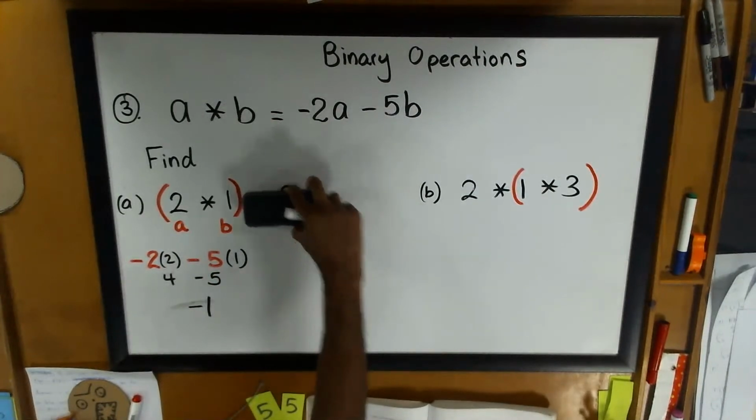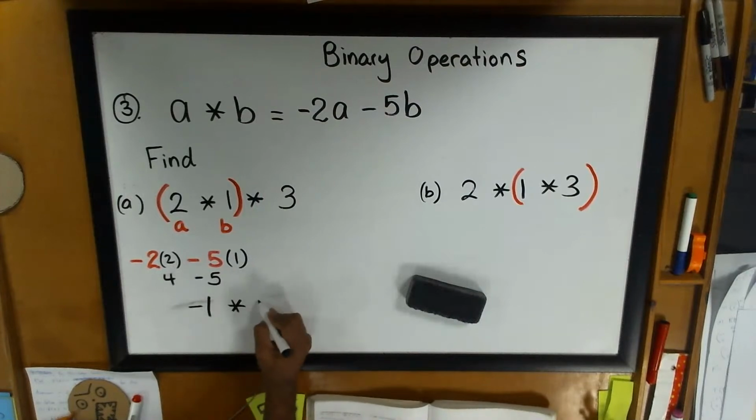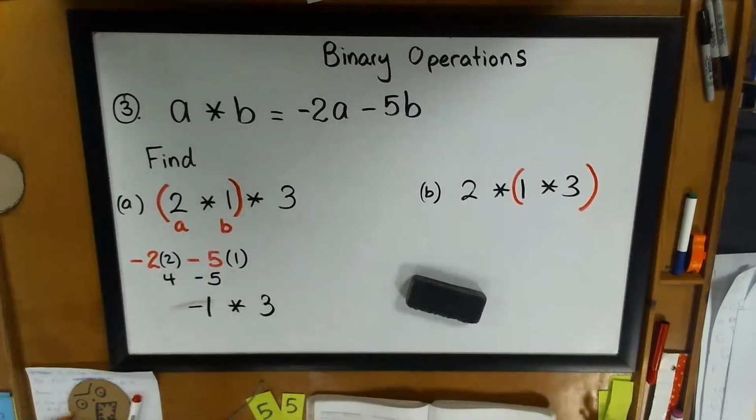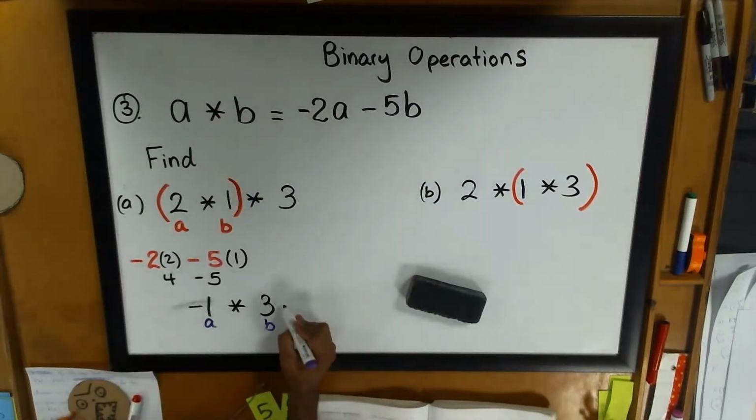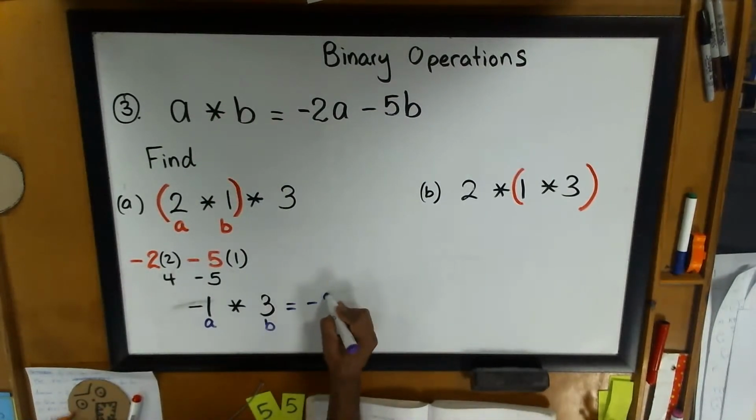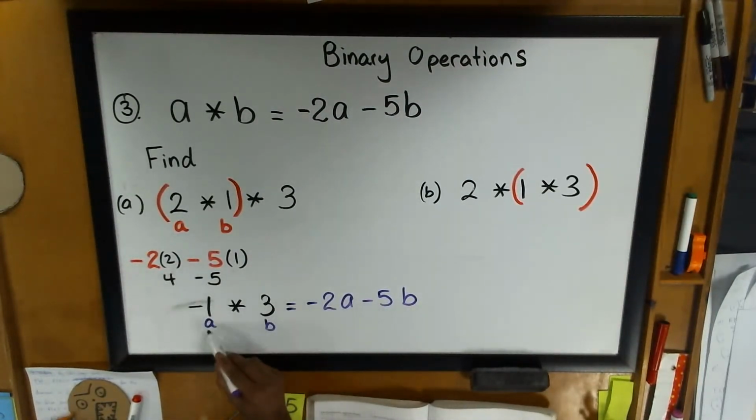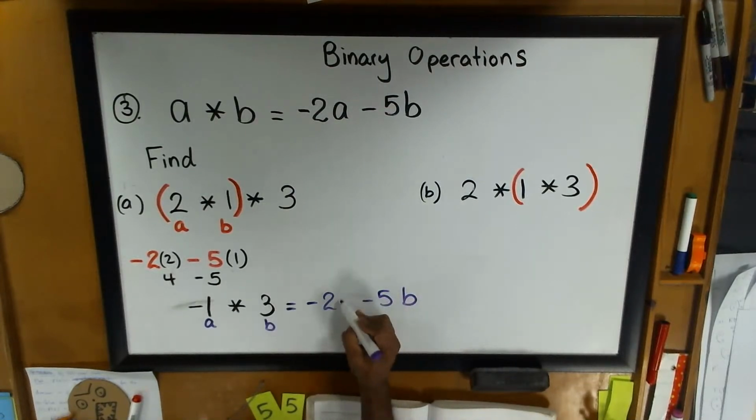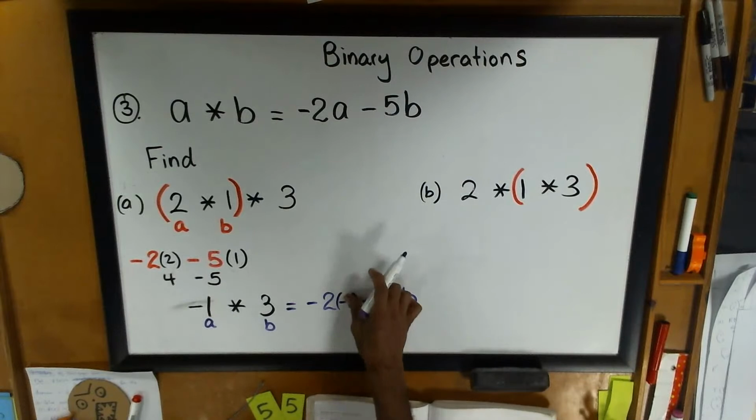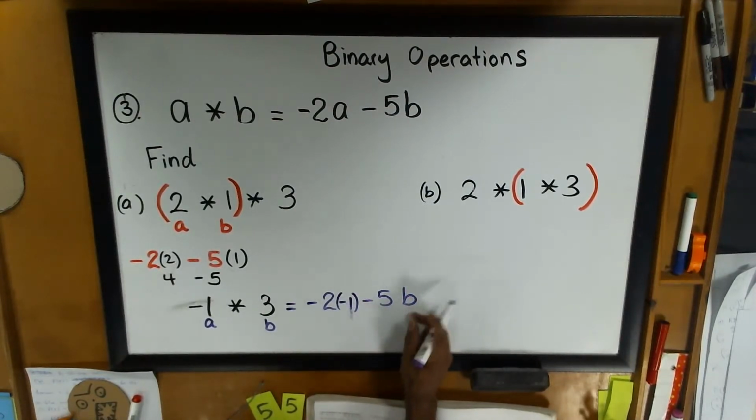But the question is not finished. We still have to put asterisk 3. So now this comes like a brand new question to do, where this is the new A and this is the new B, and we put it back into this formula. So we have minus 2A minus 5B. Anywhere you see an A, we are welcome to replace it with minus 1. At any place you see a B, you're going to replace it with 3.